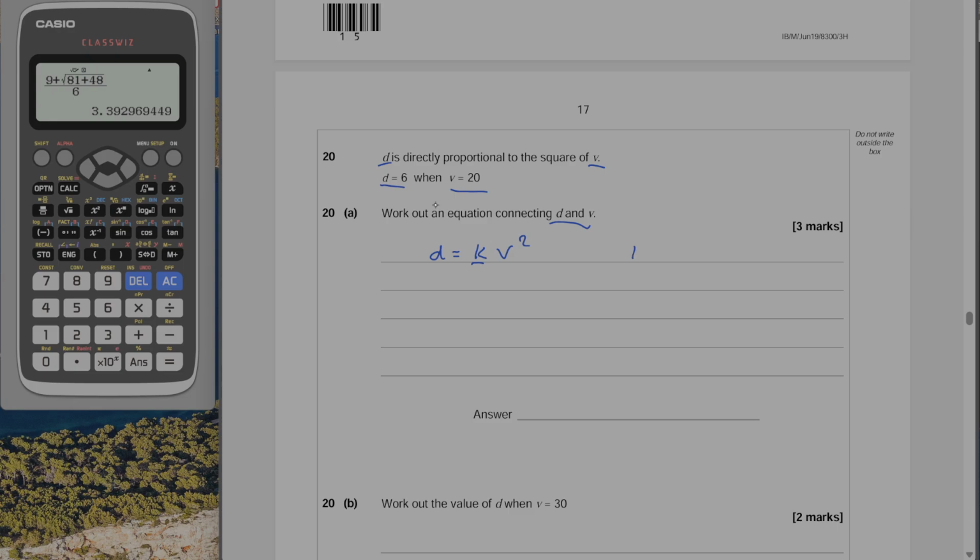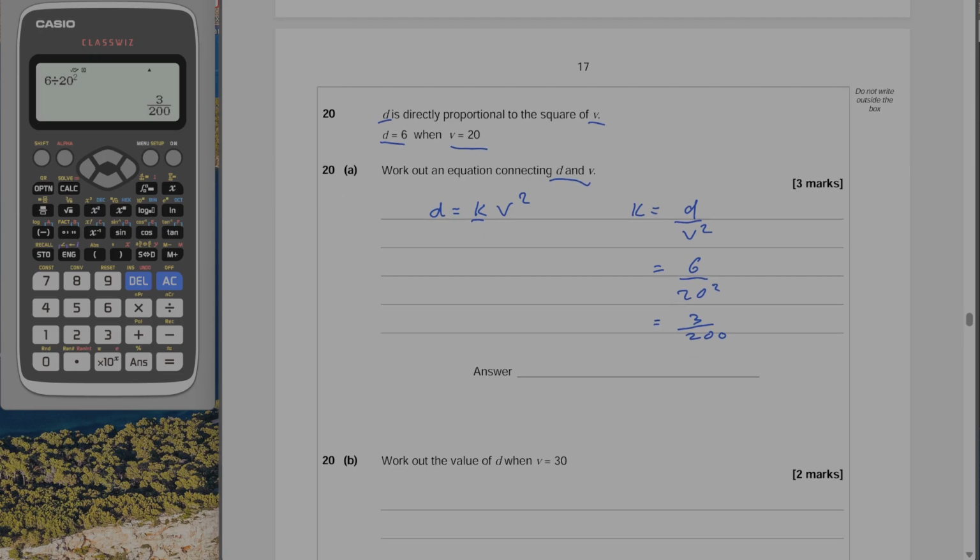So K is going to be equal to D divided by V squared, which is going to be equal to 6 divided by 20 squared. So 6 divided by 20 squared is 3 over 200. So the equation is going to be D is equal to 3V squared over 200.